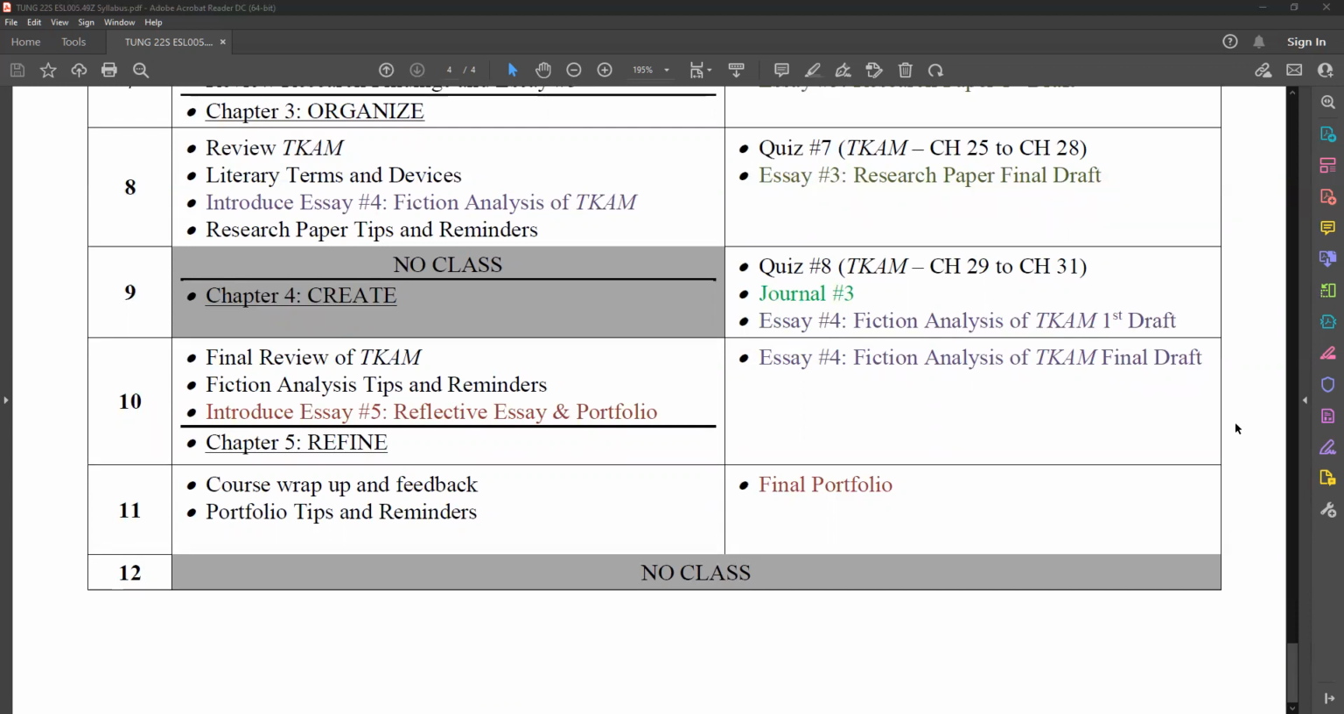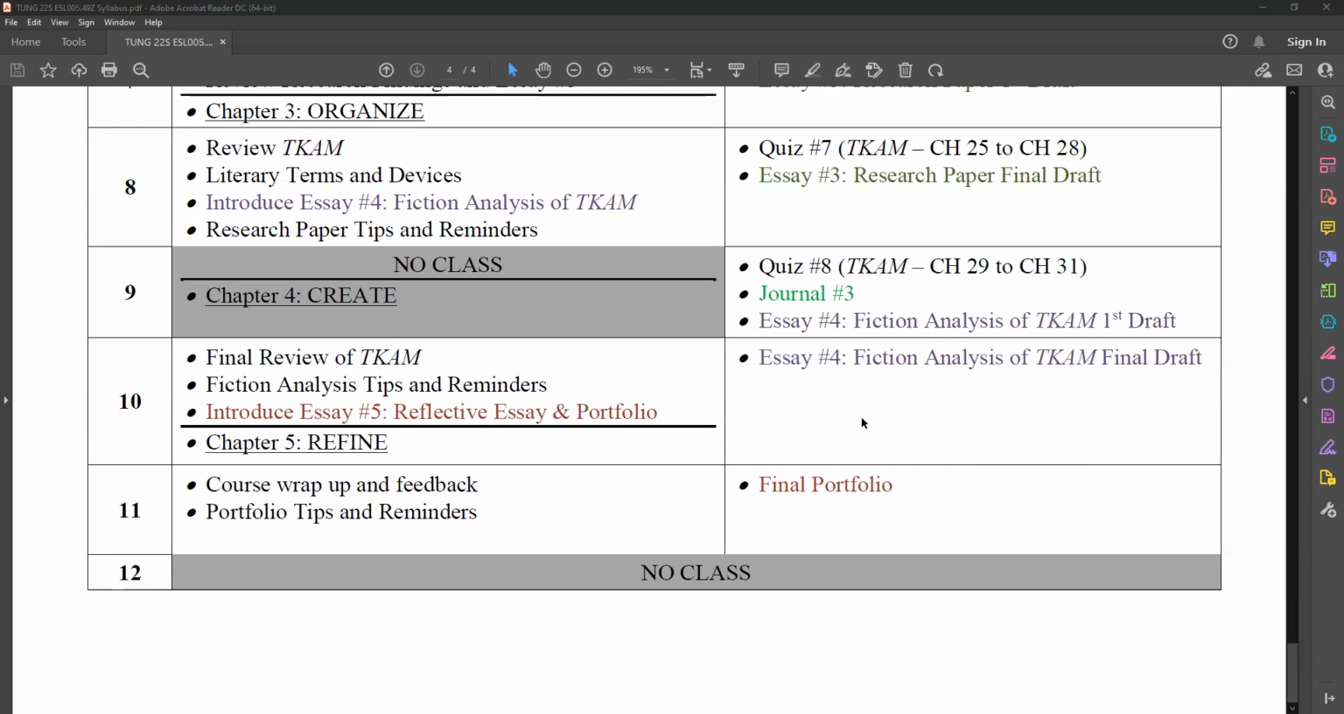We'll have time to talk about essay number 5, which is the reflective essay. And remember, that's part of the portfolio. So we'll go over all of that. And so week 10, you have time. What I mean is you just have one assignment, which is to finish your essay number 4, final draft.